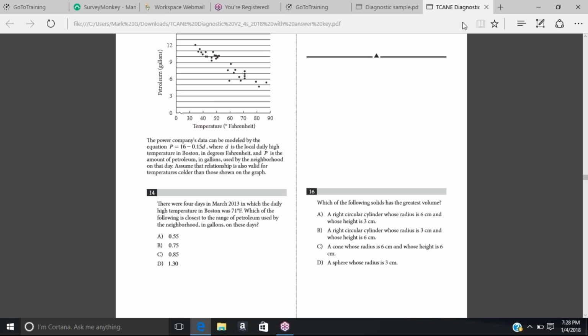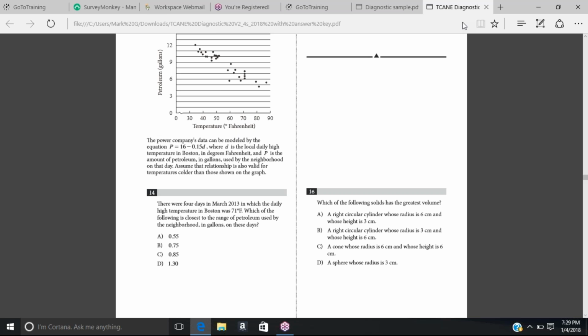B, right circular cylinder whose radius is 3 centimeters and whose height is 6. Now, some people say, well, that's equal. No, it's not, because one of these is getting squared and one of them is not getting squared. So when the bigger thing is getting squared, you have a huge result. That's why A is in the lead, because the bigger thing, 6, is getting squared. The smaller thing in B is getting squared. So A is in the lead. I don't even care what the number is. It has to be A being bigger than B.